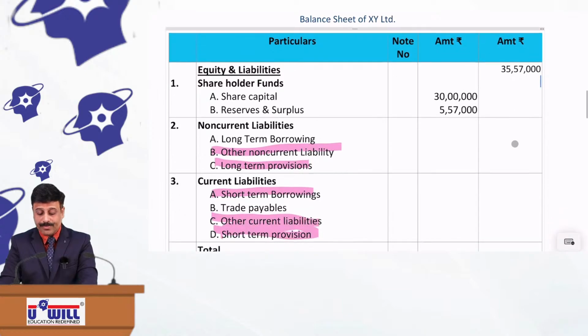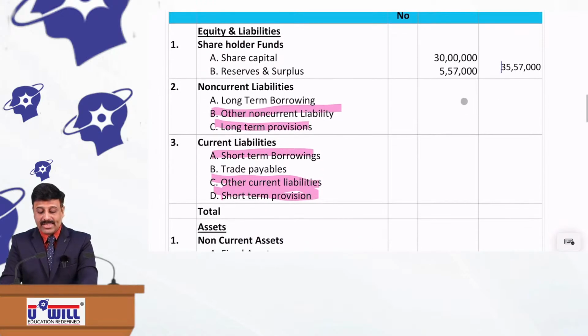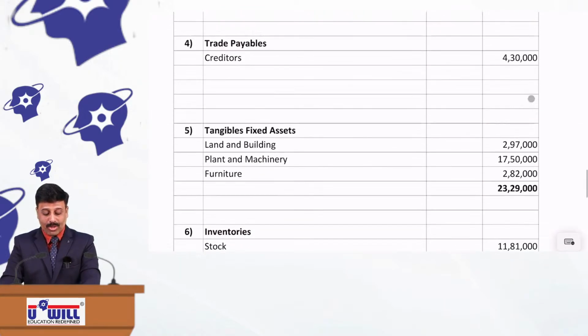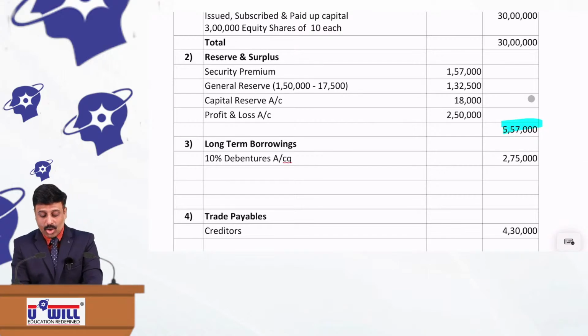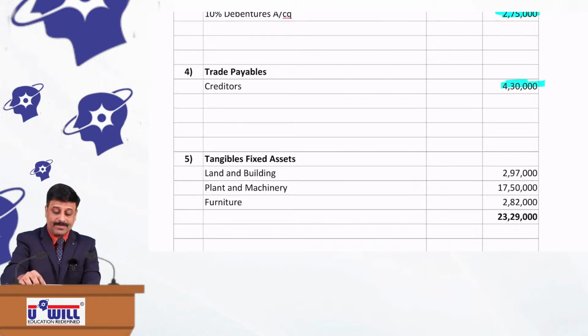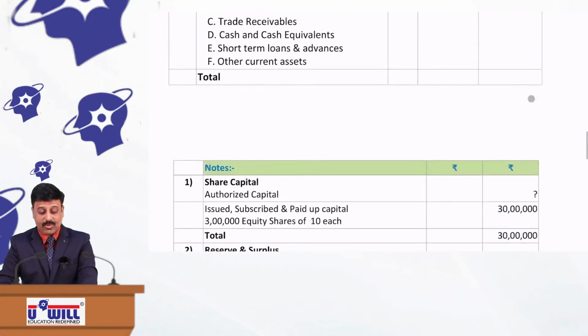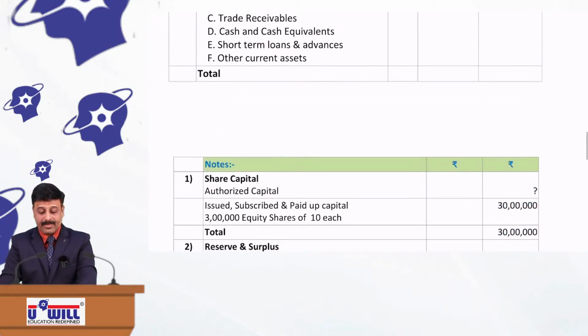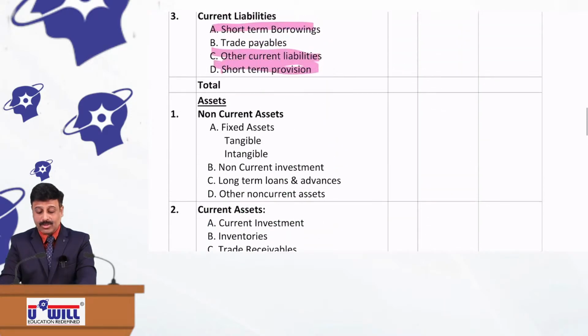35,57,000. Now, long-term borrowings include debentures. So directly in outer column, we can record the debentures. Debentures are 2,75,000. All of you can see here in the last long-term borrowings, we have written them. Then trade payables are 4,30,000. So in current liability also, we have only one item, trade payables, and that is 4,30,000.